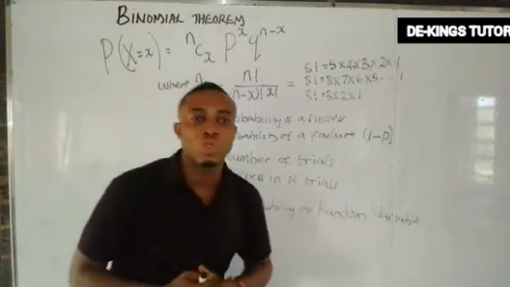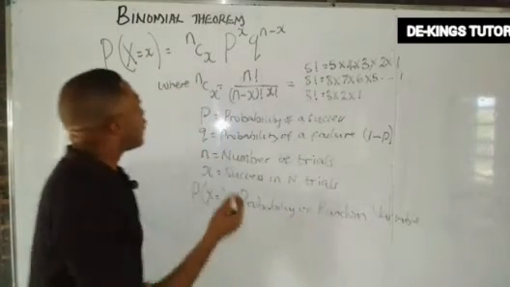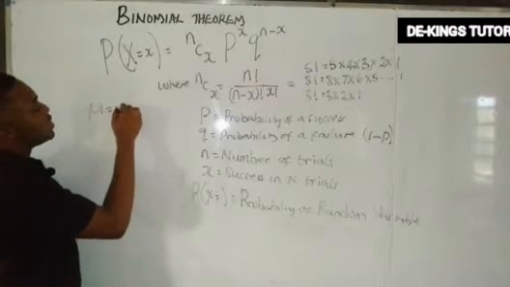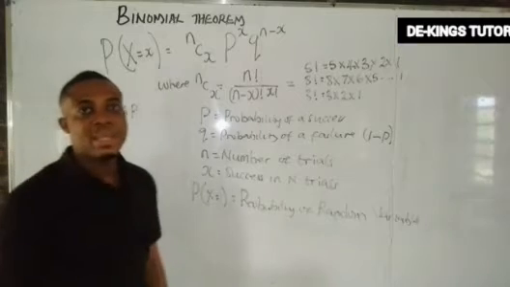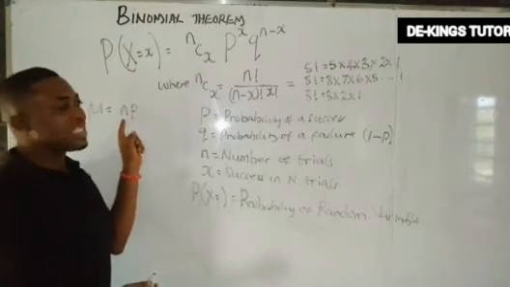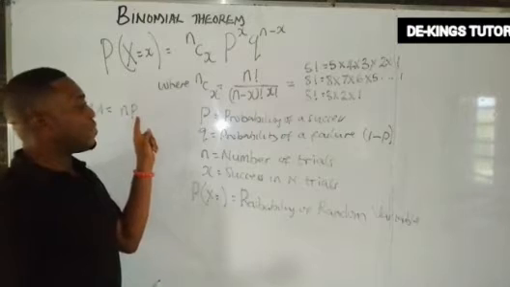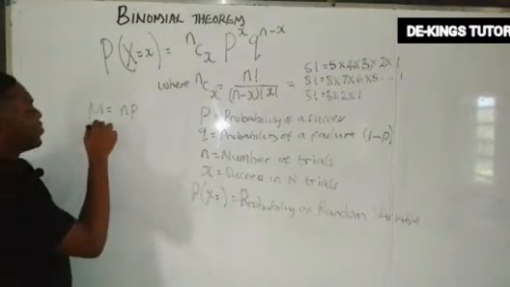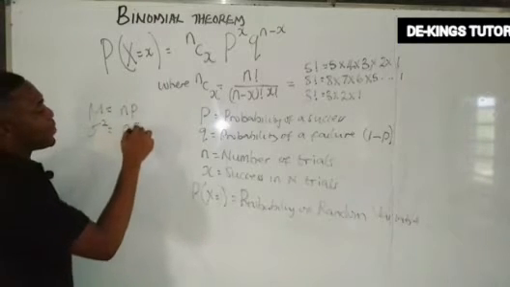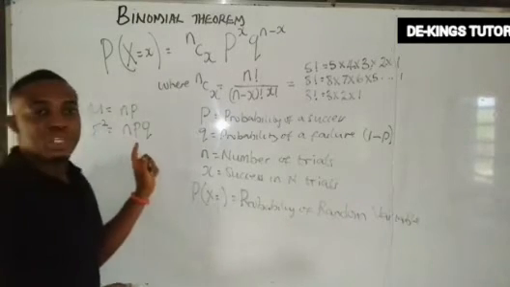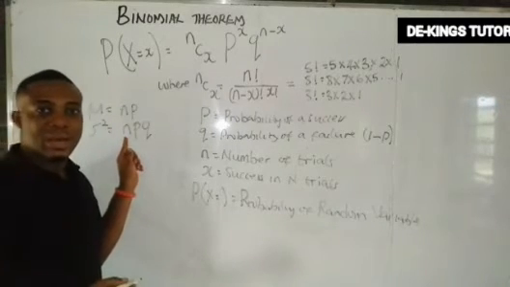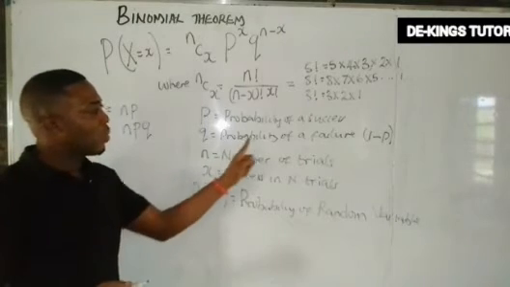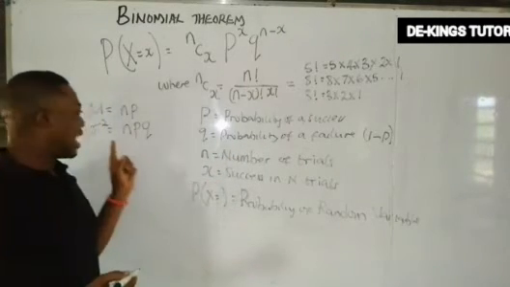Now, the last thing I want you to know is the mean. The mean of a binomial distribution is given as mu, which is np. N stands for the number of trials and p is the probability. That is the mean. While the variance is npq, where n is our number of trials, p is our probability, and q is our probability of failure. That is the variance.